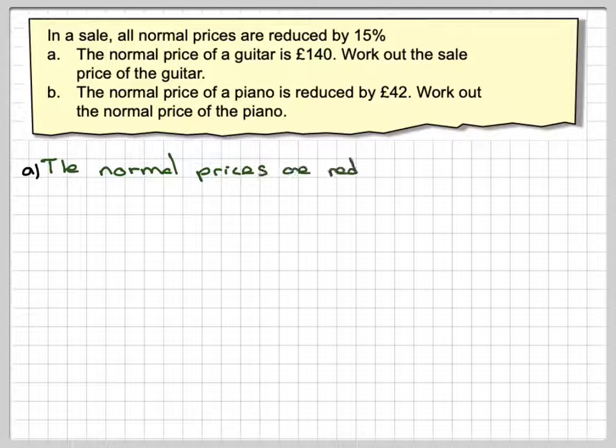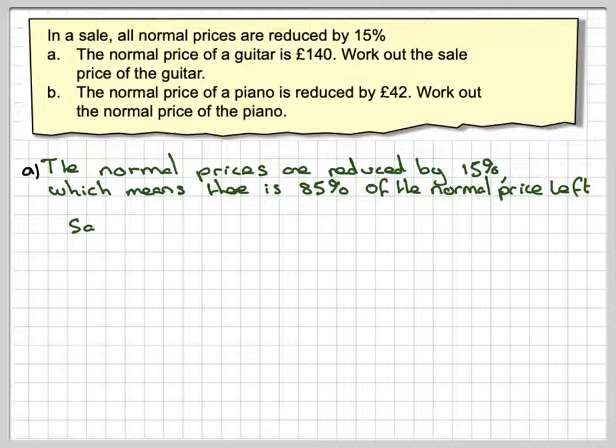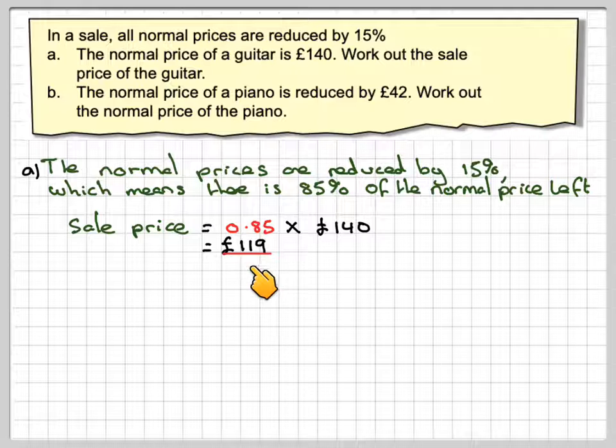The normal prices are reduced by 15%. That means that there will be 85% left of the normal price. So, if that is true, the sale price will be equal to 0.85. Now, 0.85 is the multiplier for 85%, and therefore "of" in mathematics is multiply, and then it's of 140, which gives me £119. This is the sale price.